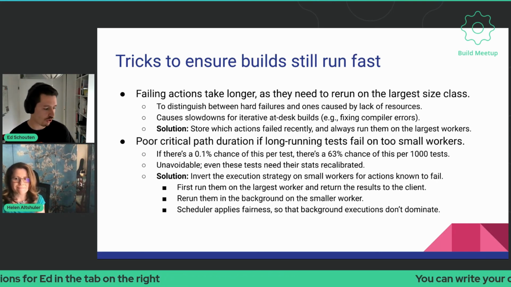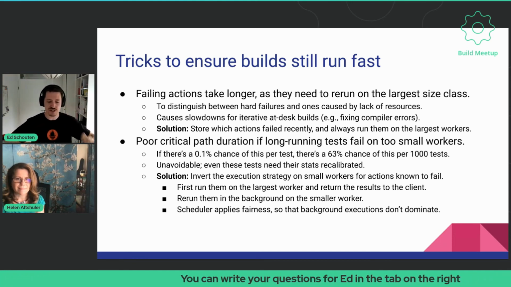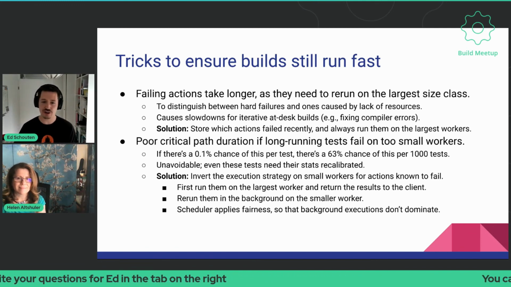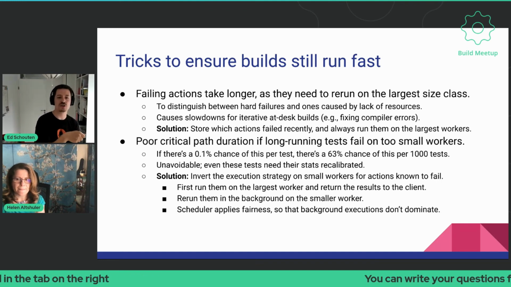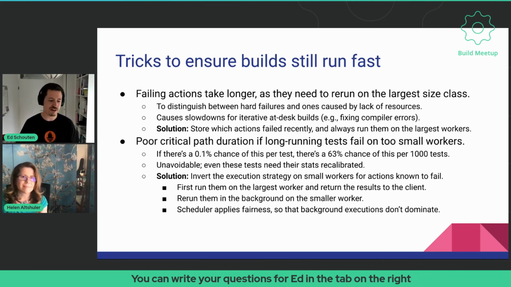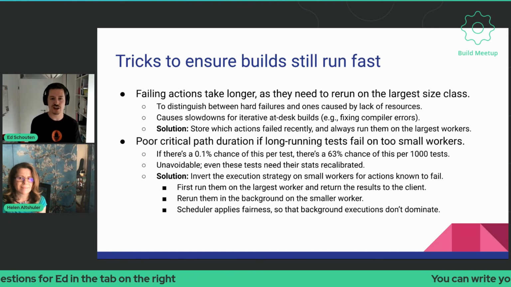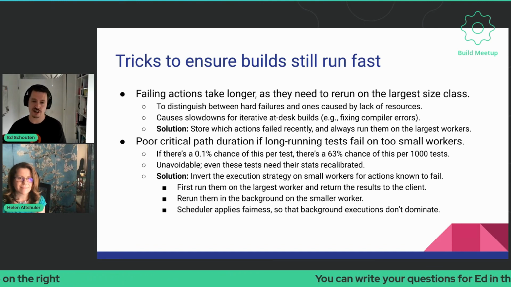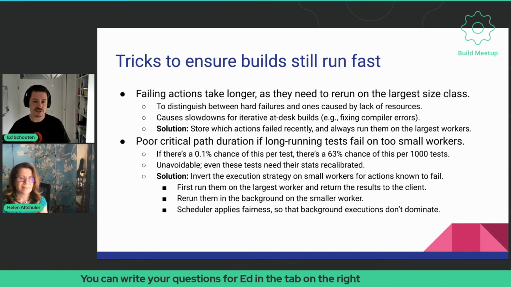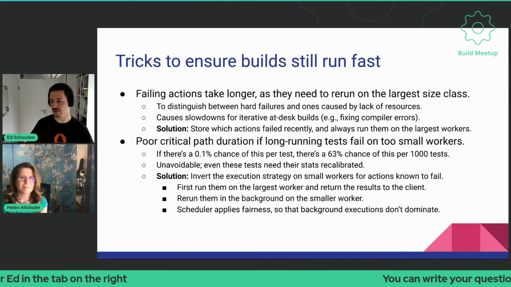Whenever you get that 1% probability that you pick the wrong size class, we run it the other way around: first running it on the large worker, and if that succeeds, we do a run on the smaller size class in the background. The default is, whenever it thinks there's no real harm, it will first try to run it on the small size class, and if that fails, it will fall back to the large size class. But in the case there's a high probability of it being the wrong choice, but it still needs to be done for training purposes, it will first run it on the large worker and afterwards run it on the small one.